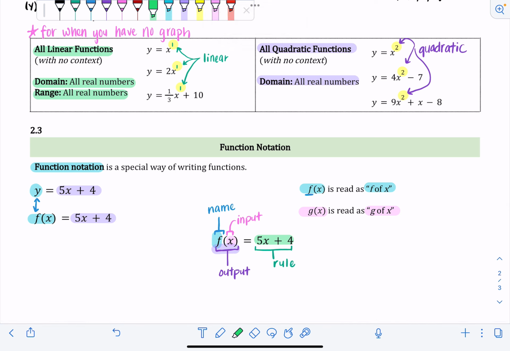Okay, so the biggest thing from this section is just finding domain and range. The main thing I would like you to remember, no matter what, is that domain is the x values, range is the y values.